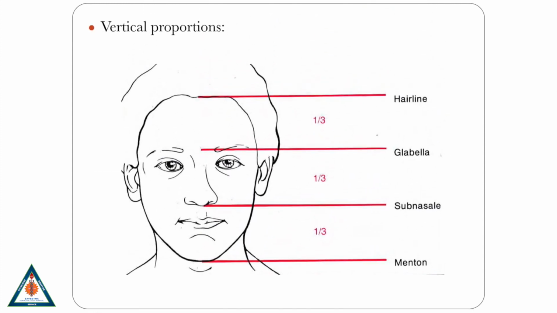Vertical proportions of the face. The face can be divided into 3 equal parts. The upper part lies between the hairline and the glabella, the middle third between the glabella and the subnasale, and the lower third between the subnasale and menton.